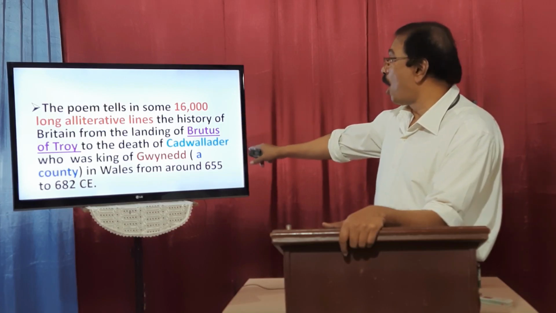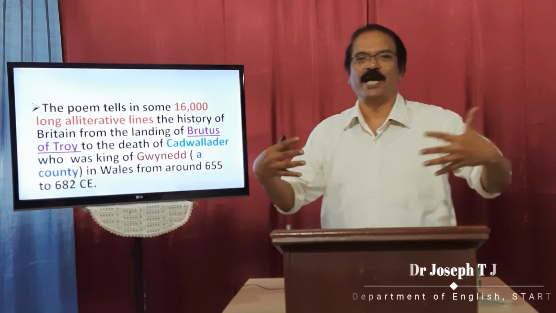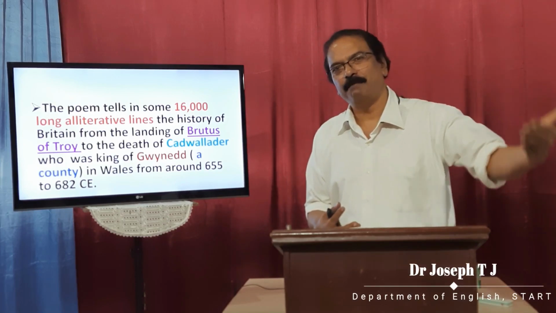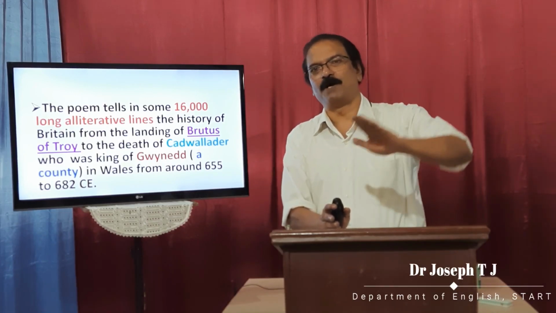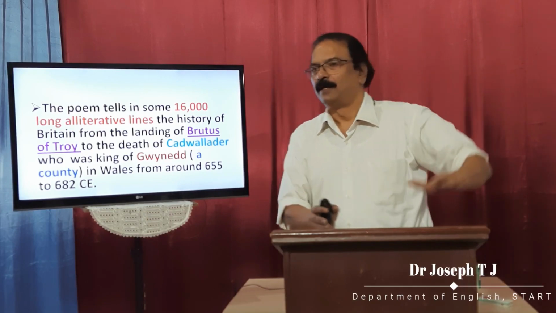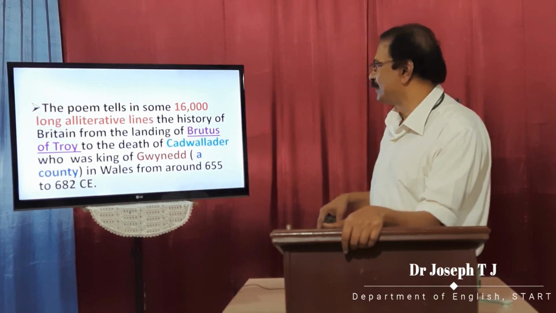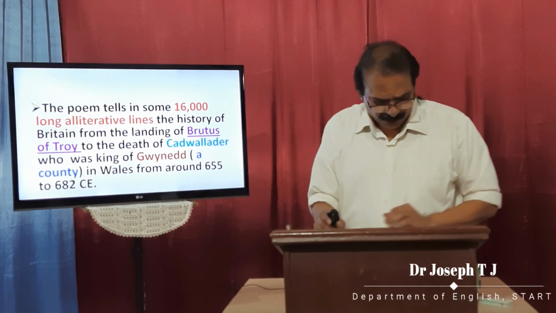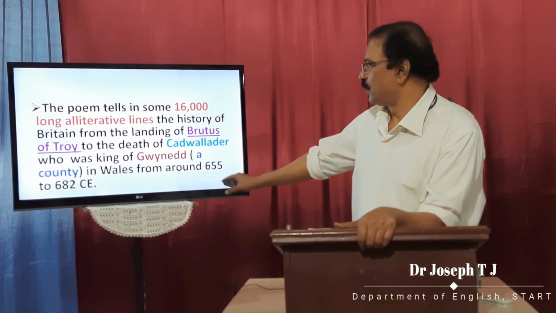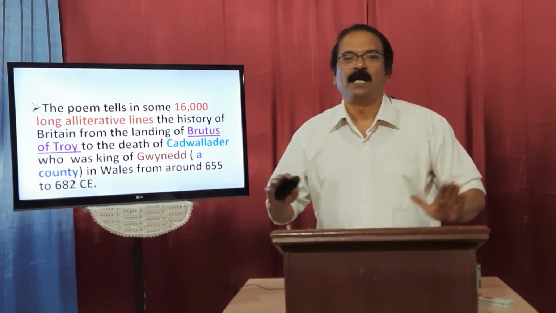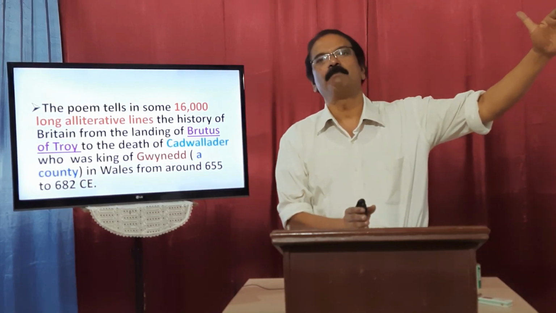Now, till the death of Cadwallader, he was the last of the chain of Brutus. After Brutus, many were there, even Arthur. King Arthur is considered a descendant from Brutus, Brutus from Aeneas, you see. Cadwallader was the last of that chain of kings, and he ruled a place known as, I think, Gwynedd, a small county in modern Wales. That's it. So this poem traces the story of Brutus, the descendant from Aeneas.